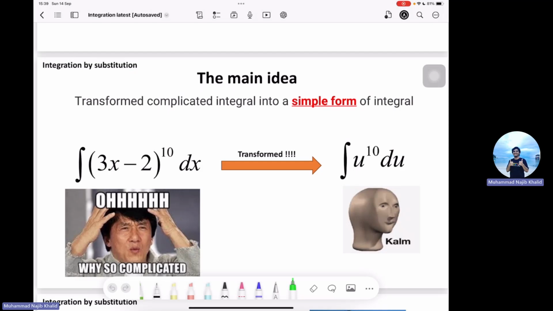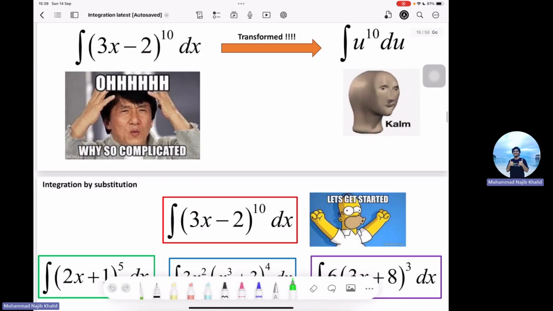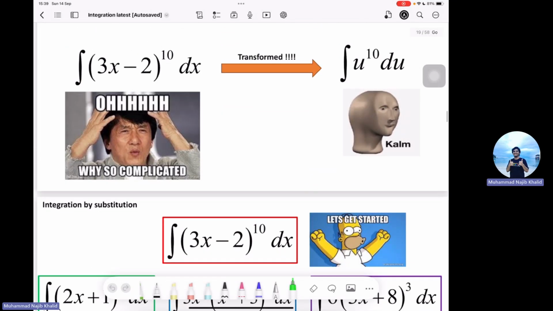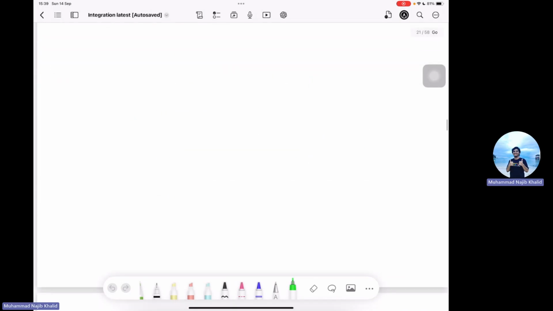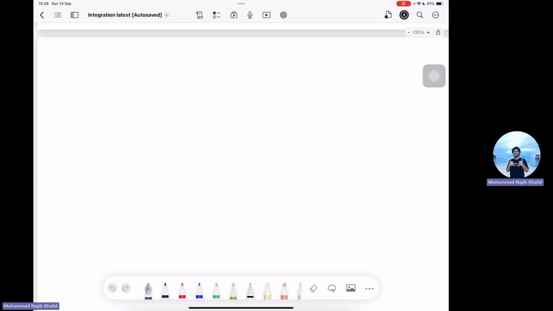So for the first example, I will use this kind of equation. Alright, so we have the integral of (3x minus 2) power of 10. Okay, so in the question, example 1, we have the integration of (3x minus 2)^10 dx.